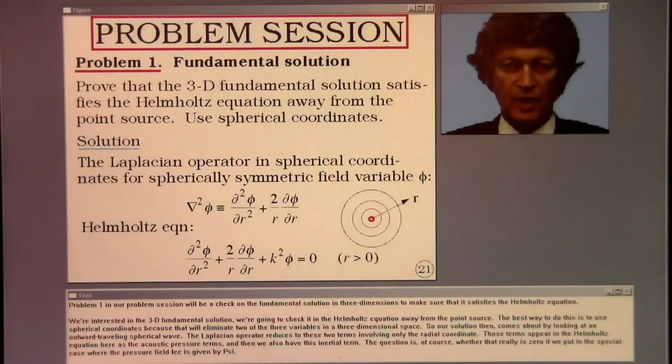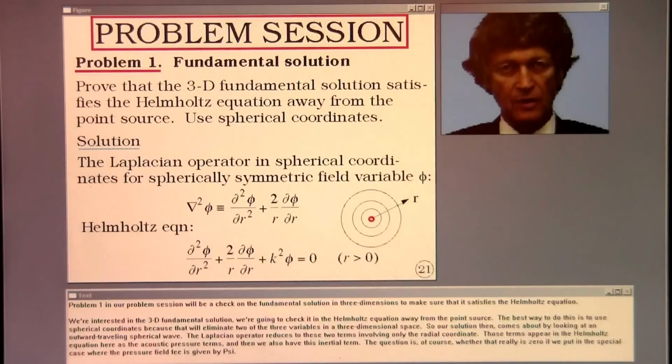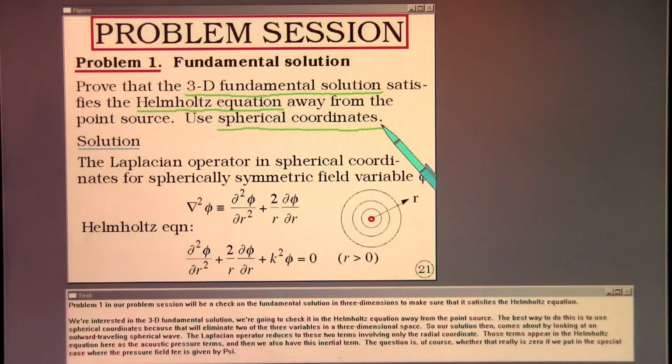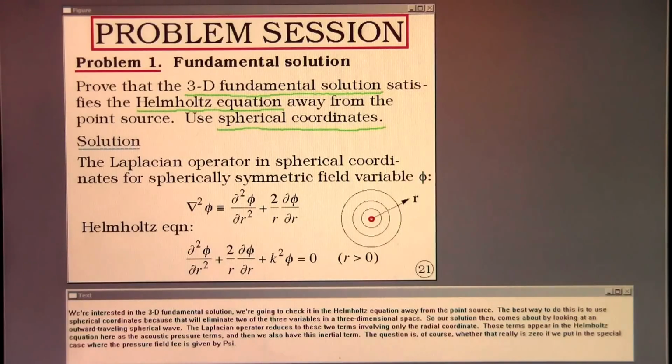Problem 1 in our problem session will be a check on the fundamental solution in 3 dimensions to make sure that it satisfies the Helmholtz equation. We're interested in the 3D fundamental solution. We're going to check it in the Helmholtz equation away from the point source. The best way to do this is to use spherical coordinates because that will eliminate 2 of the 3 variables in a 3-dimensional space. So our solution then comes about by looking at an outward traveling spherical wave.